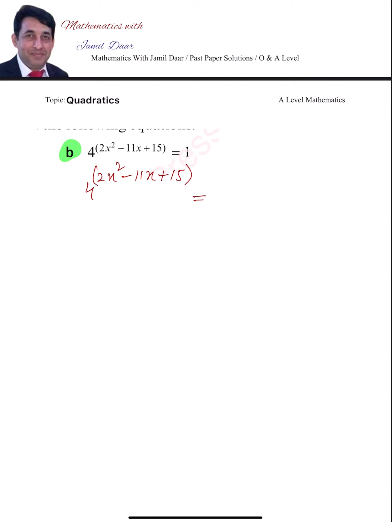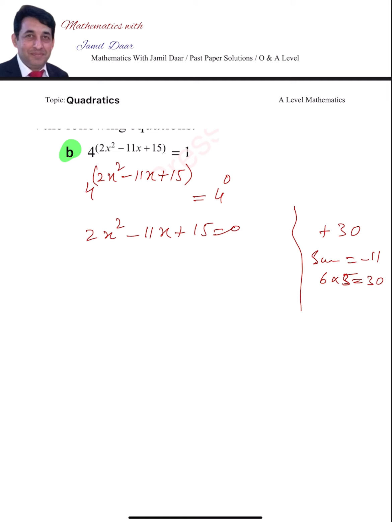So can we write 1 as 4 raised to the power of 0? Now, bases are same. Powers will be equal to x square minus 11x plus 15 is equal to 0. Again, two 15s are plus 30. So their product is positive. So sum should be equal to middle term. That is minus 11. 6 5s are 30. This is 6 and 5 will give you 11. Sum 11. We need negative 11, so minus 6 minus 5 is equal to minus 11.